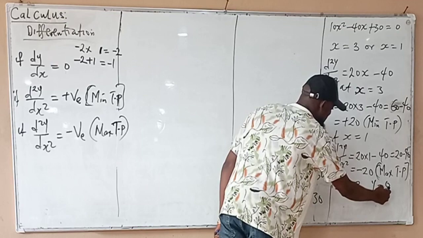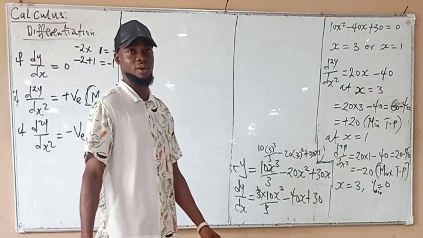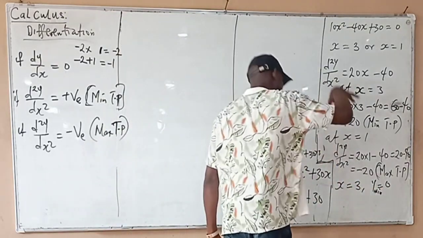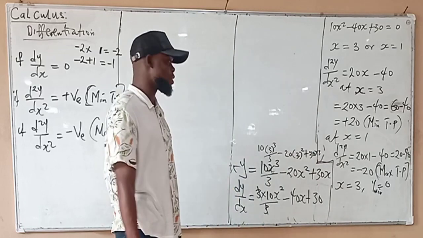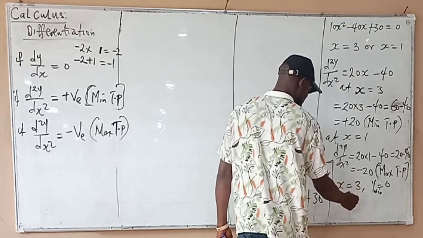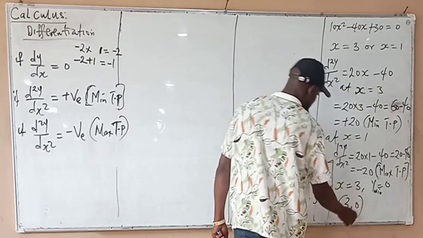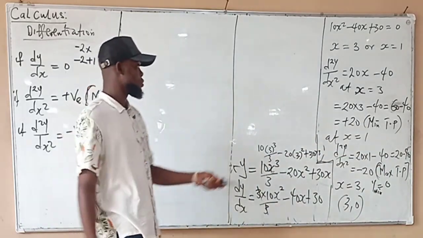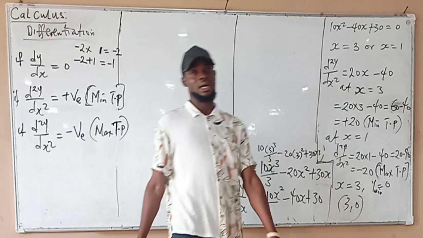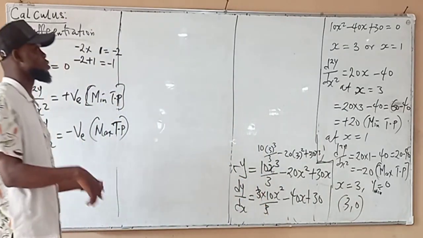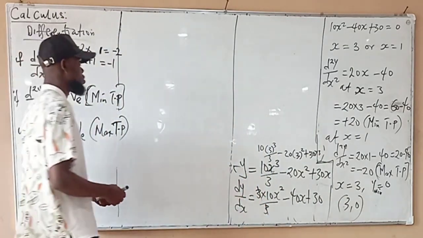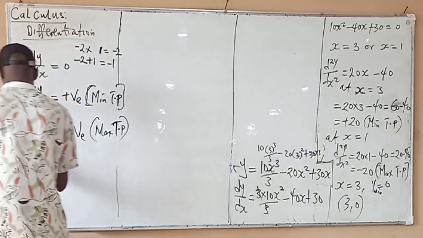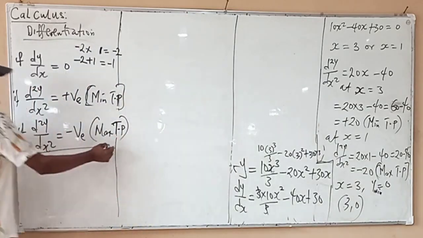So this will give us the minimum value of y. That's the minimum value of y. So at this minimum turning point, our coordinate is x equal to 3 and y is equal to 0. X is equal to 3 and y is equal to 0. So let's look at this other question.